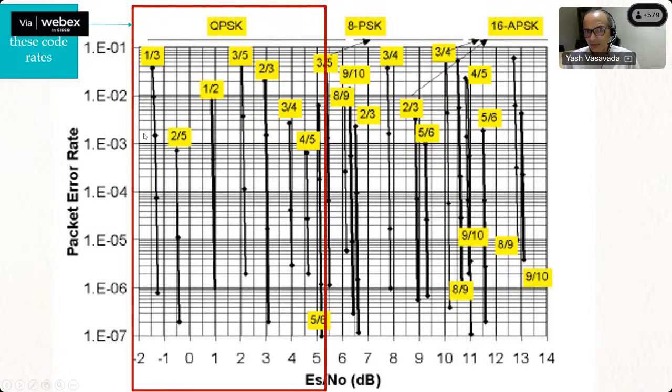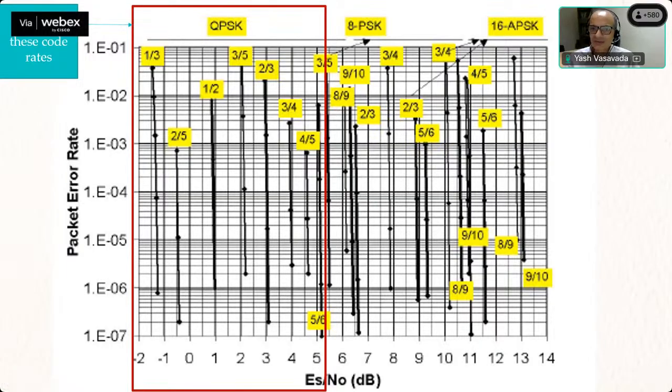But if you're using QPSK, then you can have all of these different lines over which you can operate. QPSK will allow you to operate over maybe -2 to +5 decibel of SNR. If you have larger SNR, even more than 5 decibel, then you can go to 8 PSK. And then you can even go to 16 PSK.